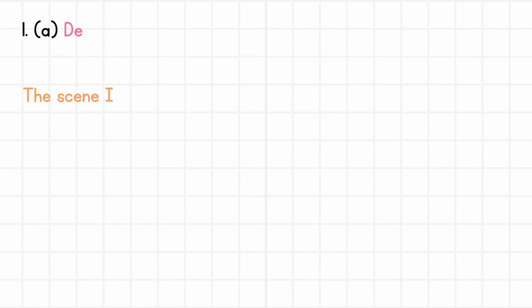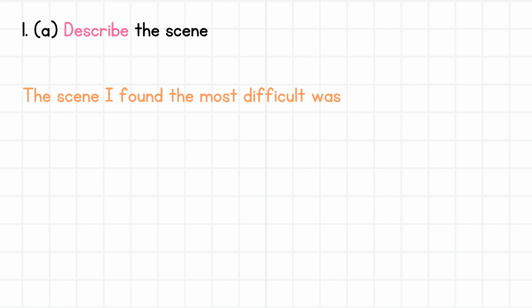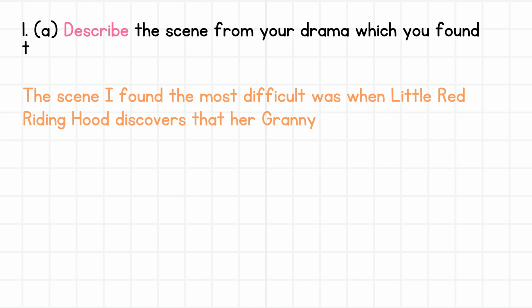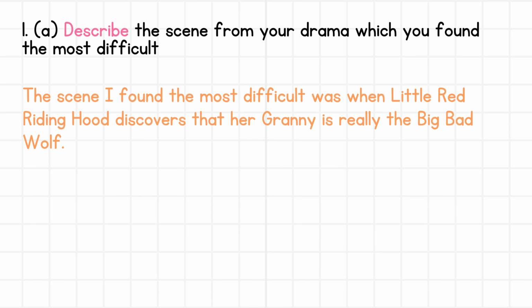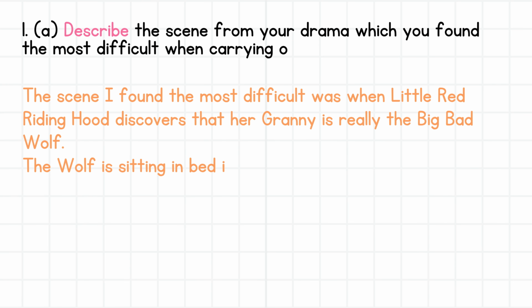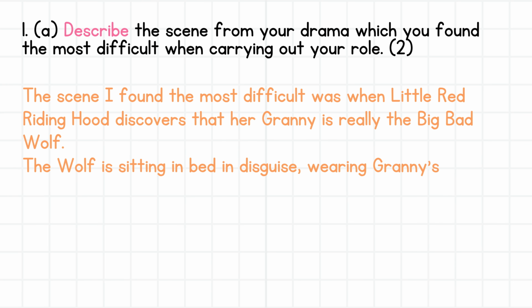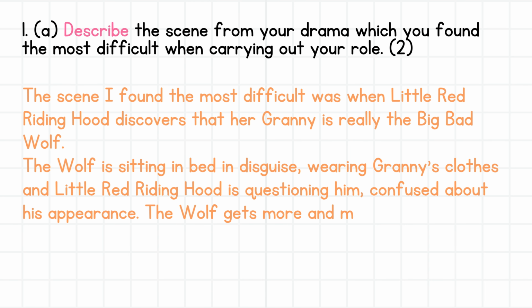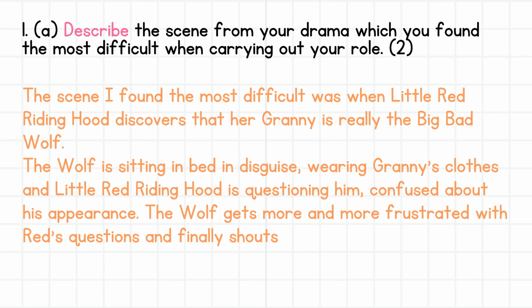For the model answer based on Little Red Riding Hood, I've written: the scene I found the most difficult was when Little Red Riding Hood discovers that her granny is really the big bad wolf. The wolf is sitting in bed in disguise, wearing Granny's clothes, and Little Red Riding Hood is questioning him, confused about his appearance. The wolf gets more and more frustrated with Red's questions and finally shouts that he's going to eat her, giving her a fright. This description fully describes the scene, so it would gain the 2 marks available in the exam.